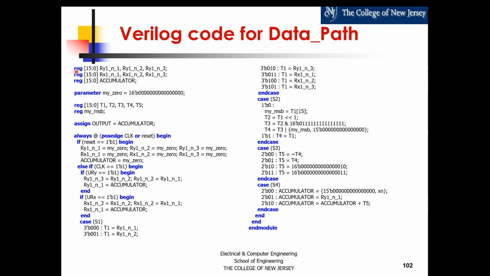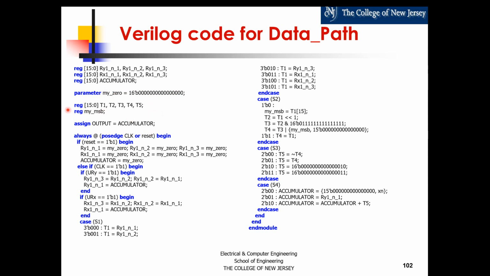So I'm going to declare these 6 registers, which are 16 bits, plus the accumulator. This is going to become useful to define a parameter called my 0, a 16-bit 0. And parameter in Verilog, that's equivalent to what you use a pound define in C or C++. This is just a convenience, okay? So I don't have to be writing all these zeros all the time. I just have my 0.